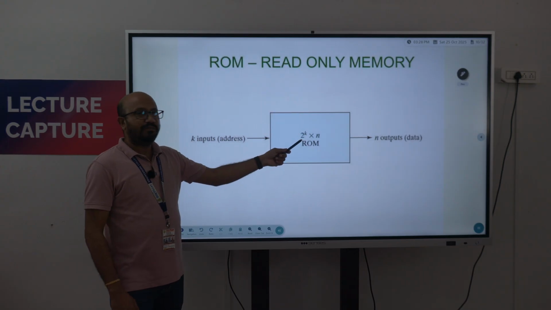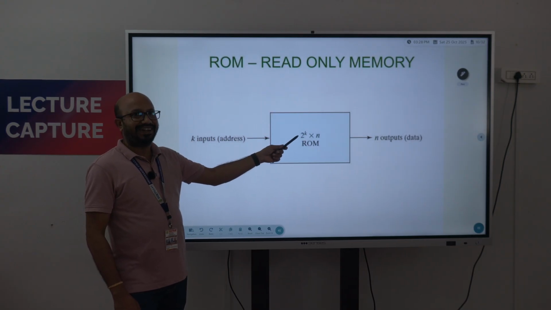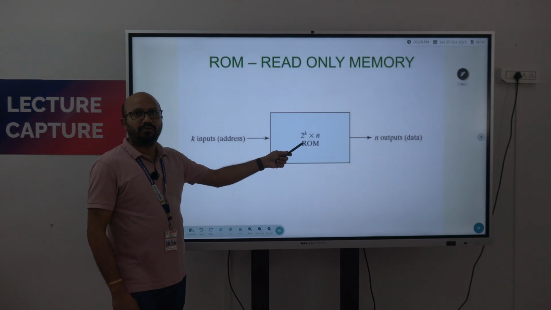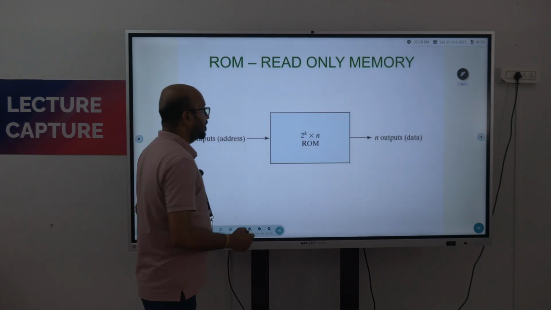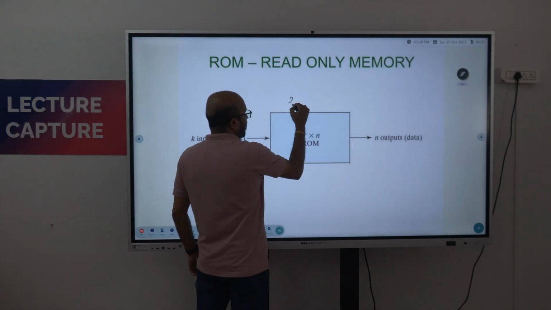Okay, n is nothing but the number of data lines. Here this is the ROM. So this is how we have to write the specification, 2 power k into n. For an example, 2 power 4 into 8.